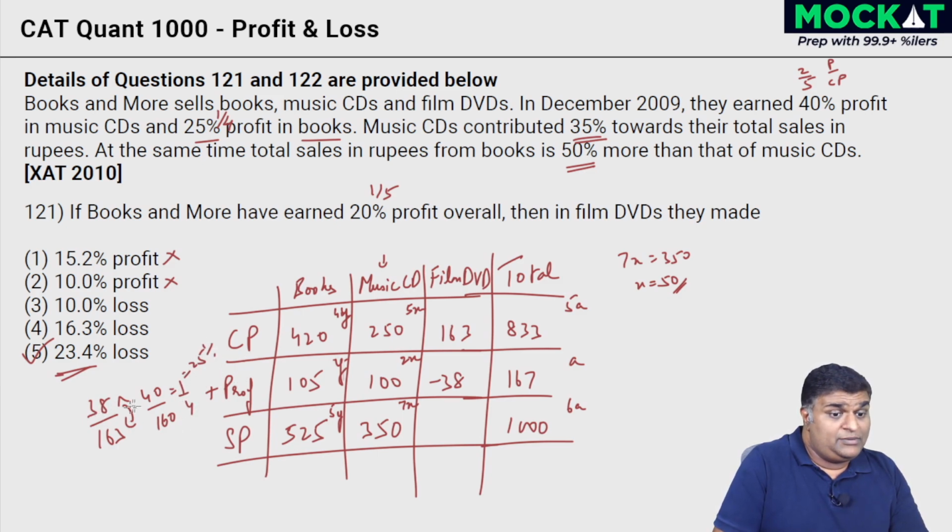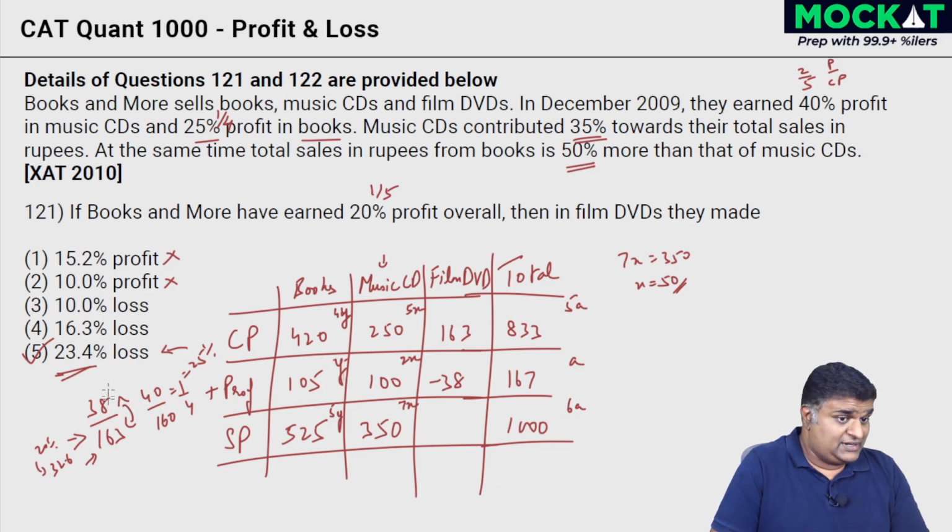Now 38 by 163, the numerator is reduced a bit, the denominator is increased a bit, so it should be a little less than 25%. If the numerator reduces, the value should reduce. If the denominator increases, the value should reduce, but by small amounts. Is it more than 20%? What is 20% of 163? 2 into 16.3, 32.6. That is 20% of 163. If 20% of 163 is 32.6, my 38 is definitely more than that. You should understand it's 23.4%.